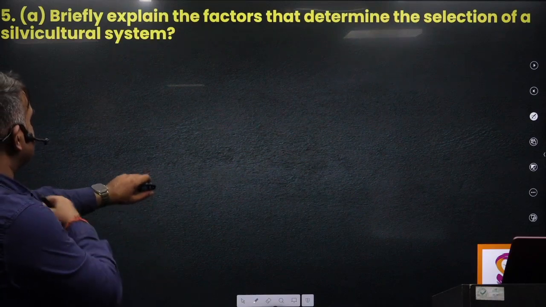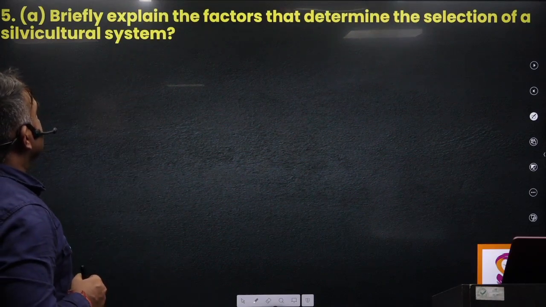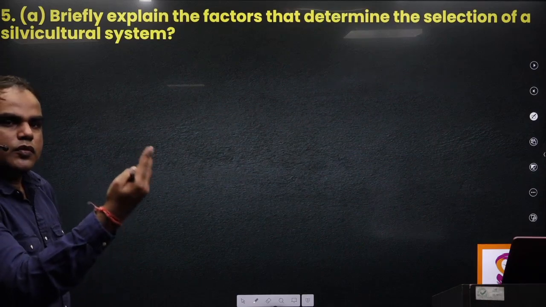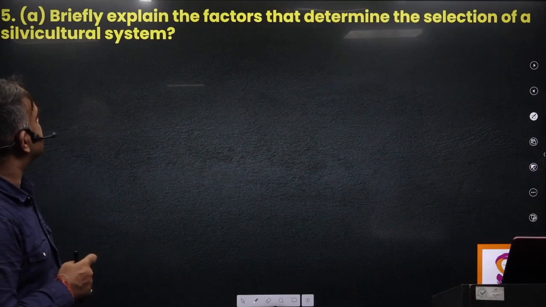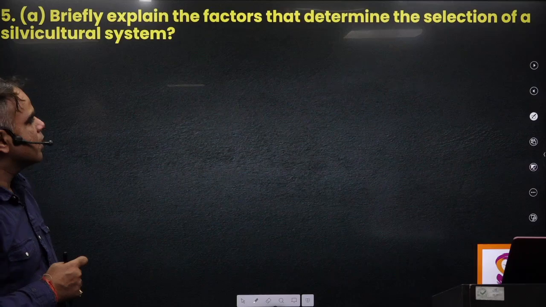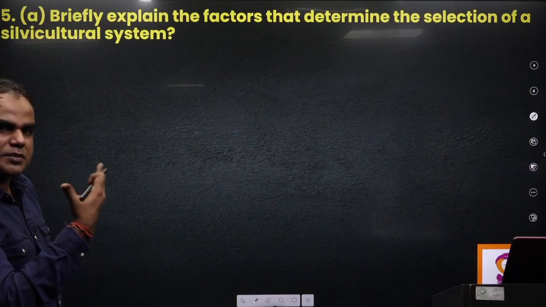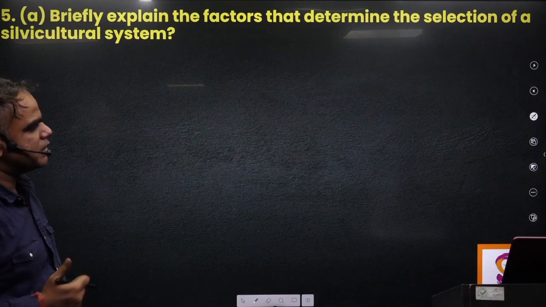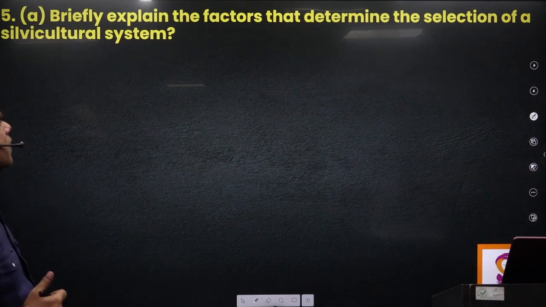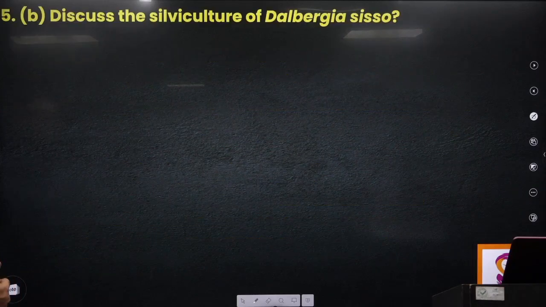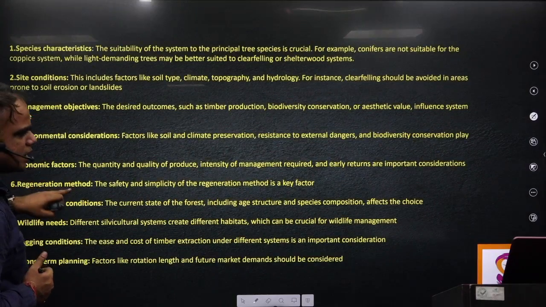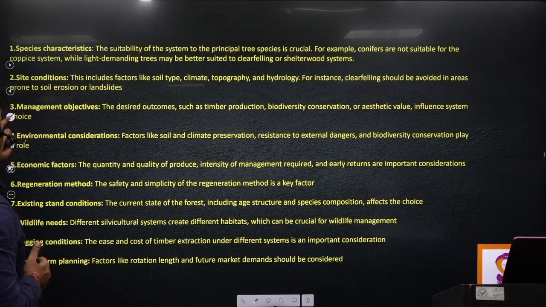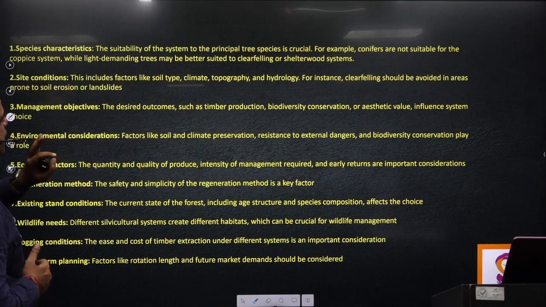Now let us talk about the other portions. We now move to section B. Explain briefly the factors that determine the selection of a silvicultural system. The parts which are self-explanatory, you can go through them; I'll just explain what is to be understood and known here. Around 10 points are there. You may not need to remember all of them; the points are more or less self-explanatory.